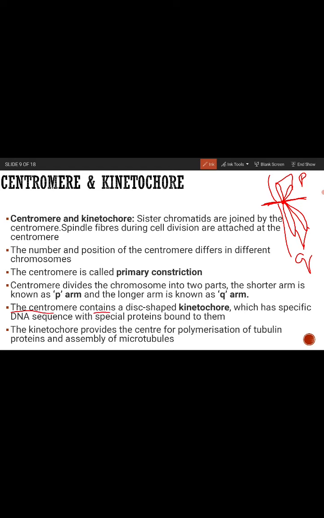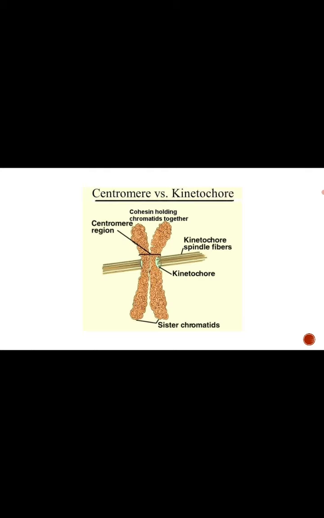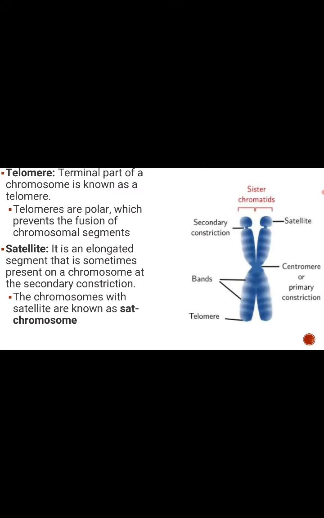The centromere contains a dish-shaped kinetochore, which has a specific DNA sequence with special proteins bound to it. So this centromere has a protein called kinetochore. These are kinetochore proteins to which the spindle fibers attach. The kinetochore provides a center for polymerization of tubulin protein assembly into microtubules. As you can see, the centromere and kinetochore in this picture.